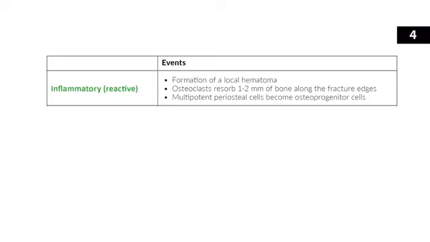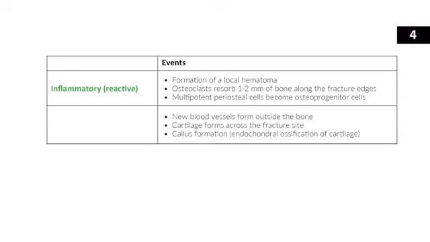We can think about bone healing in 3 phases, although there's a lot of overlap, so it's not quite as cut and dry as this table makes it seem. The first phase of bone healing is the inflammatory or reactive phase. In this phase, there's a hematoma that forms, and then osteoclasts move in to resorb 1 to 2 millimeters of bone on each side of the fracture. This takes a few days, which is why fracture lines often show up better on x-rays taken a week after the fracture rather than immediately after a fracture. And the space between the 2 faces of the bone is basically filled in with granulation tissue. And then multipotent cells from the periosteum move in and are converted to osteoprogenitor cells.